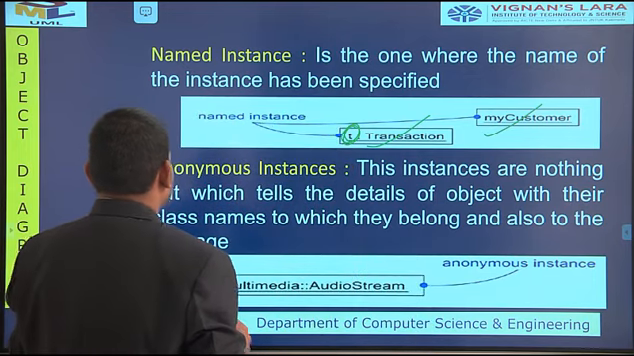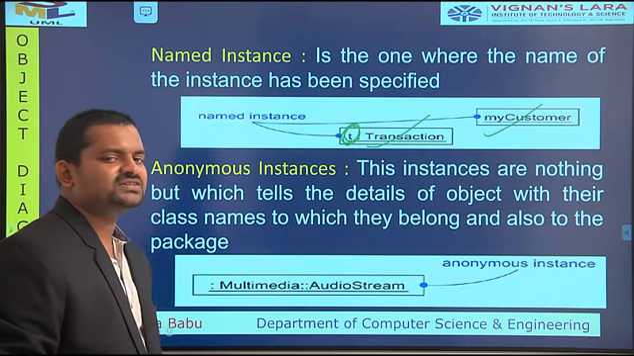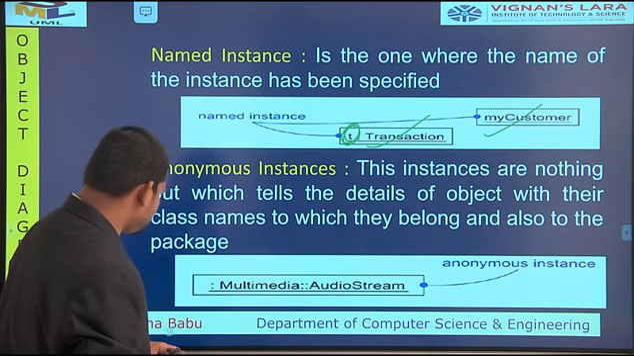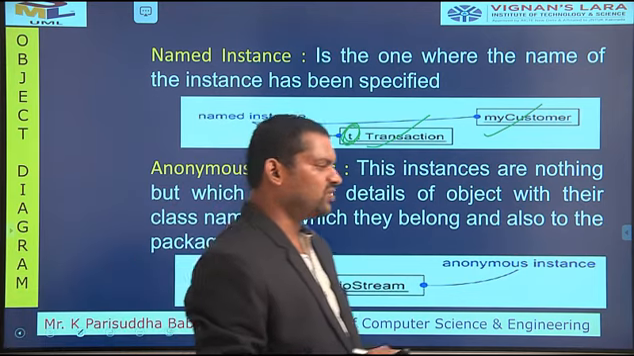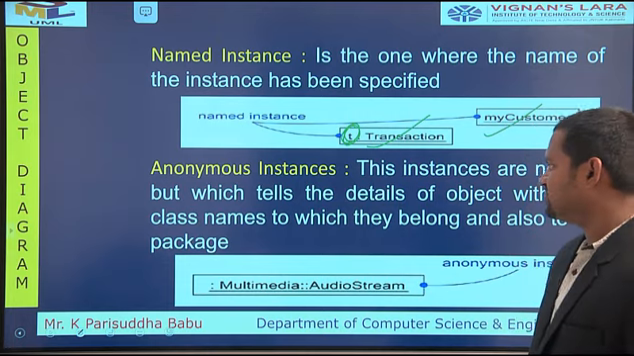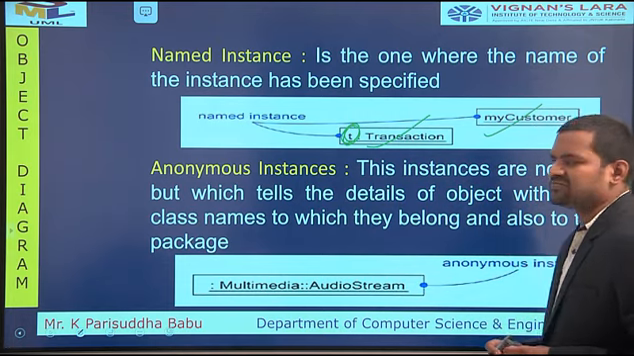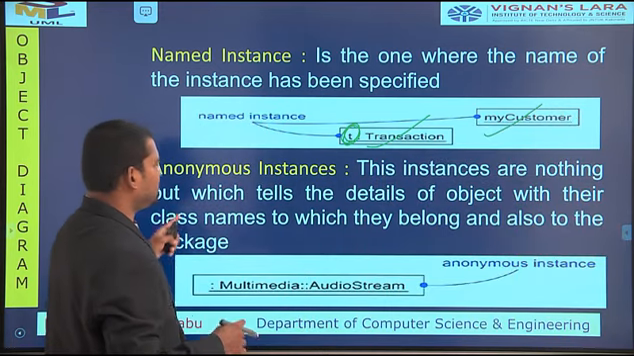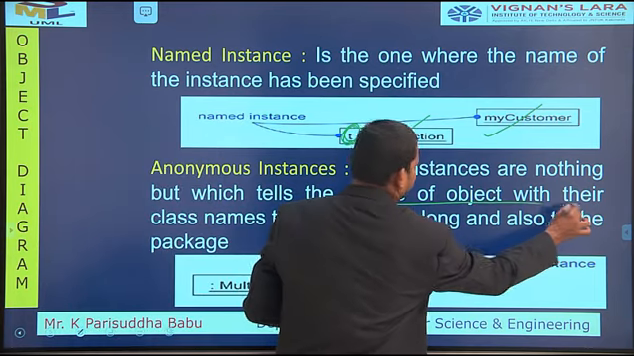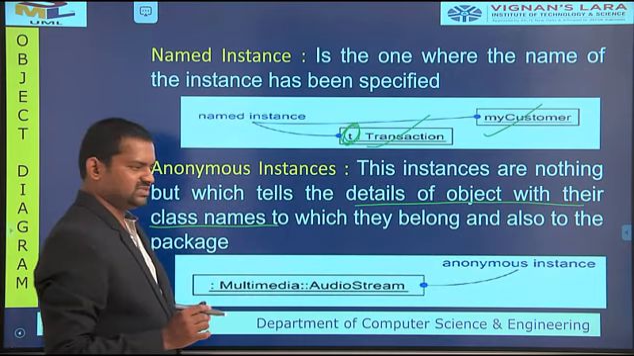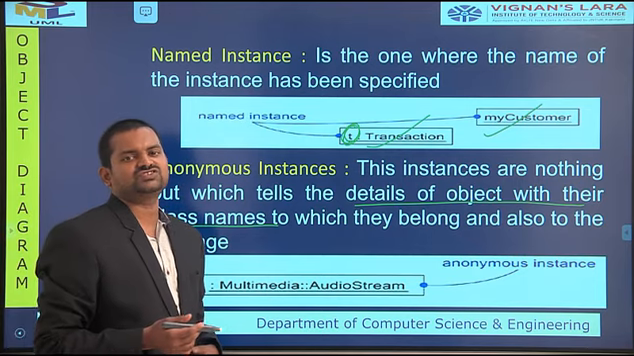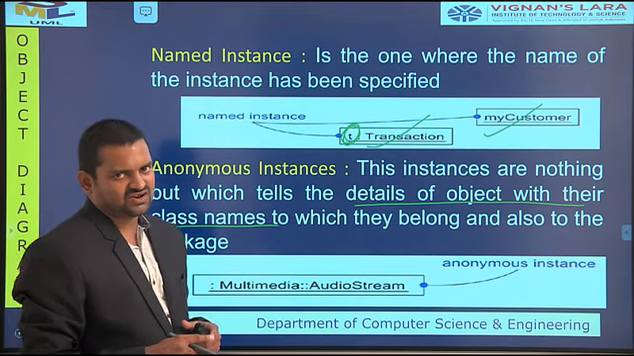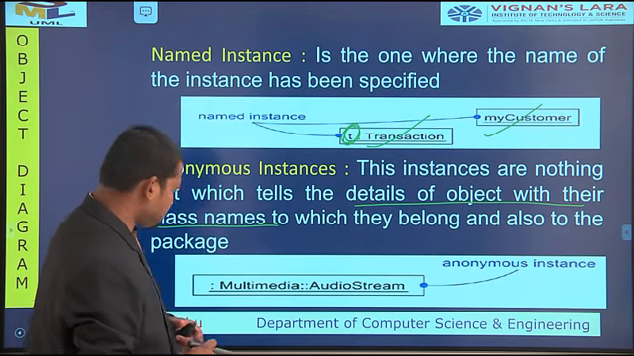And next, anonymous instances. What is an anonymous instance? These instances tell the details of the object with their class names, to which they belong, and also the package. Details of the objects with their class names, which are provided, are simply called anonymous instances.